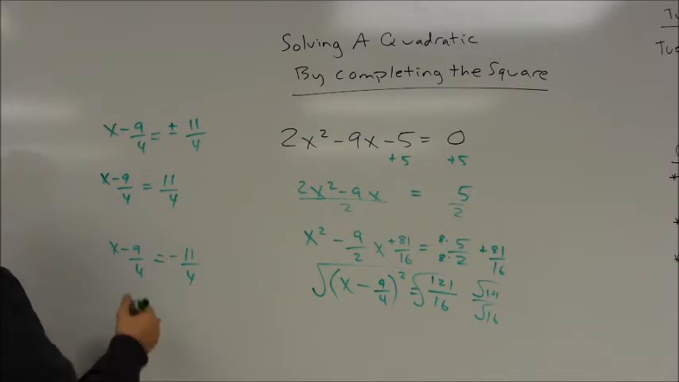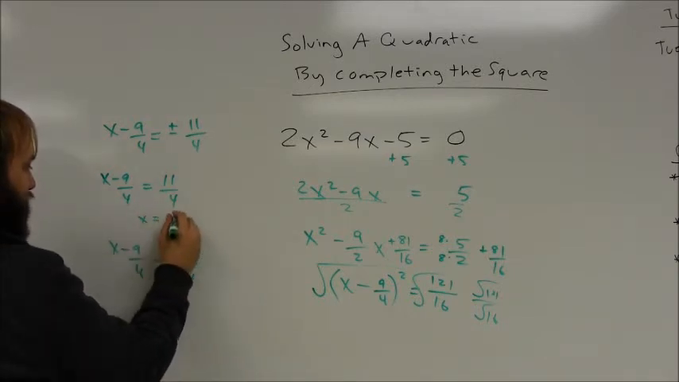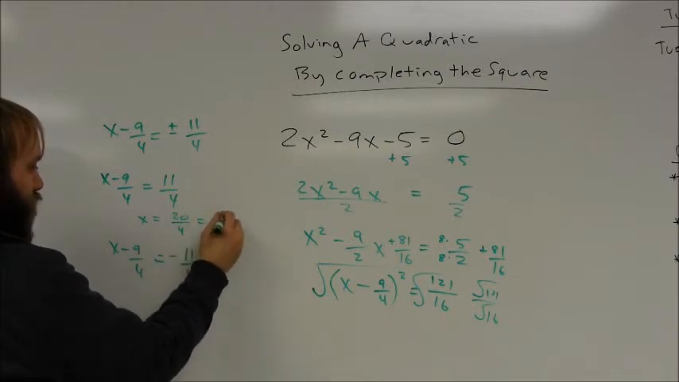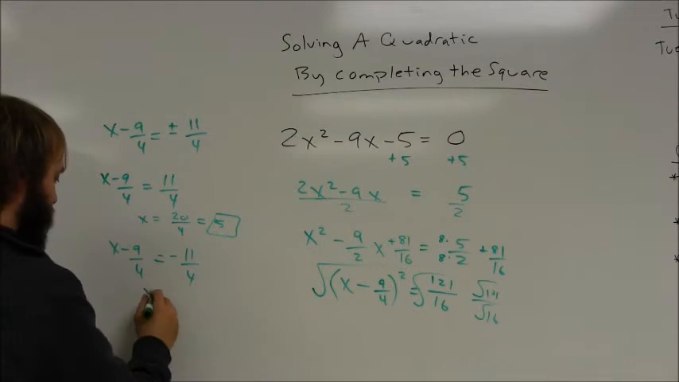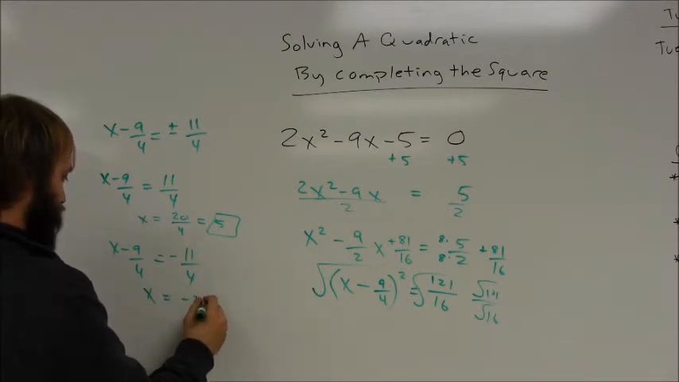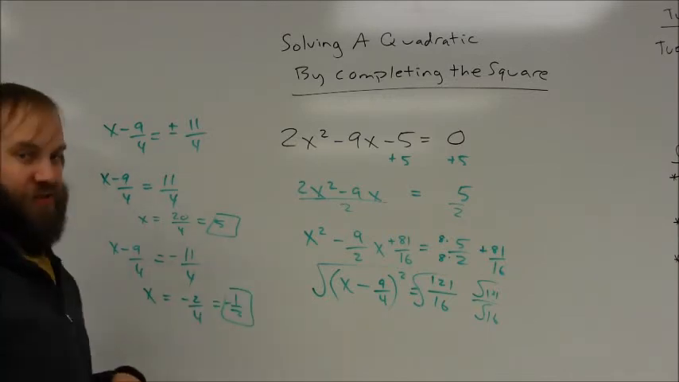We've already got common denominators here. So add 9 fourths to both sides here. That's going to be x is 20 fourths, which is, of course, 5. And over here we can add 9 fourths to both sides. X is going to be negative 2 fourths, which of course is negative 1/2. And there are your two solutions.